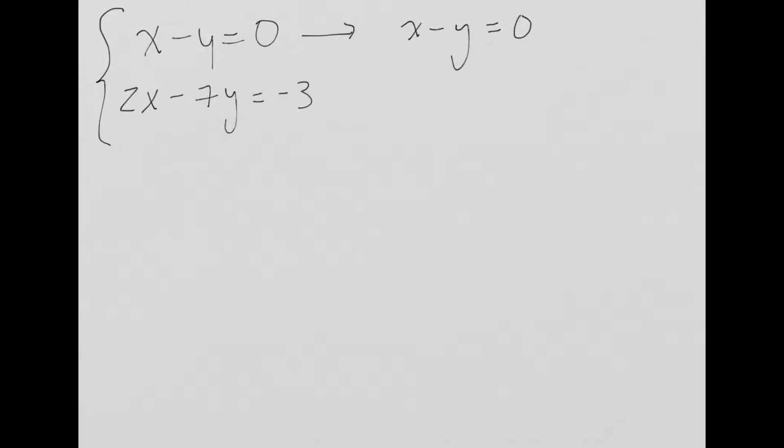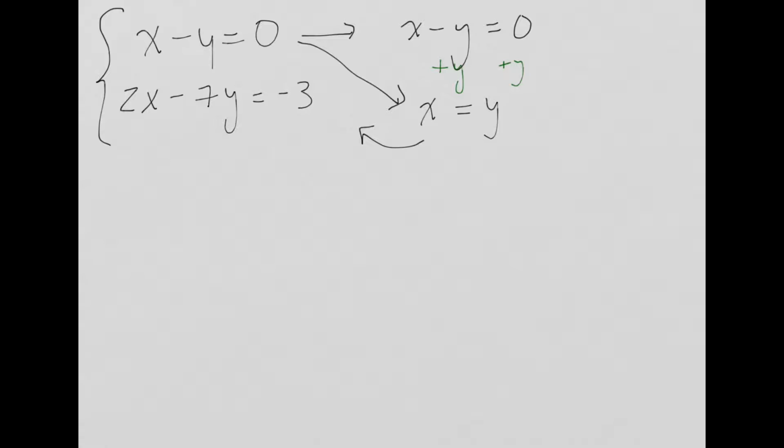Now which variable do you want to solve for? I would say it's going to be easier to solve for x, to get x by itself. You don't have to, it's up to you. But if we just add y to both sides, what do we get? We get x equals 0 plus y, so just y. So I took my first equation and rewrote it. It's exactly the same equation. It's just rewritten in a different way. So I have x equals y. Now what was our next step? Plug this into our other equation.